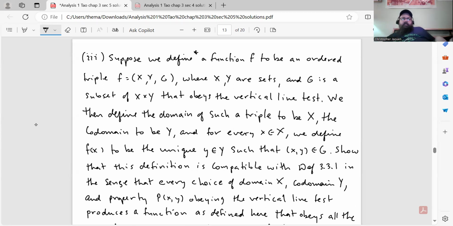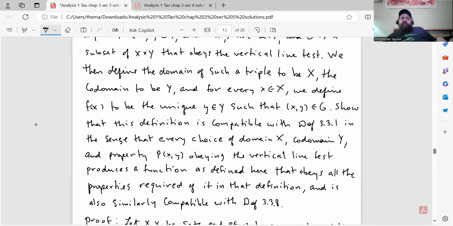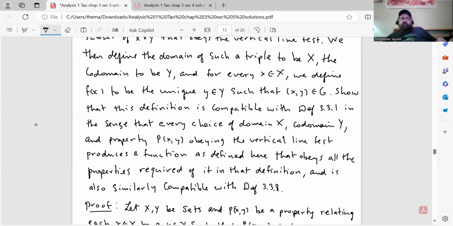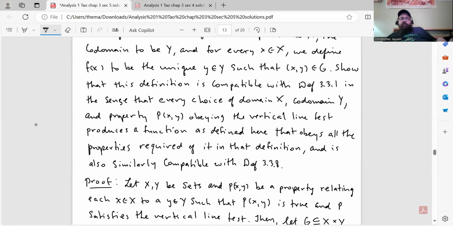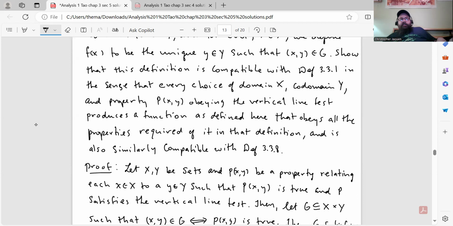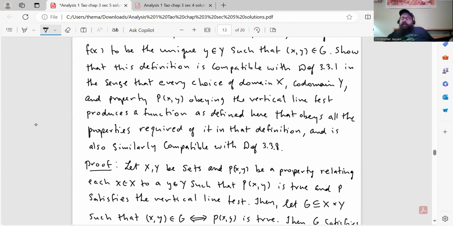We then define the domain of such a triple to be X, the codomain to be Y, and for every x in X, we define f of x to be the unique y in Y such that xy is an element of G. Show that this definition is compatible with definition 331, in the sense that every choice of domain X, codomain Y, and property P of xy obeying the vertical line test produces a function as defined here that obeys all the properties required of it in that definition, and is also similarly compatible with definition 338. So before I go through the proof, let me read out the footnote that he has for that question.